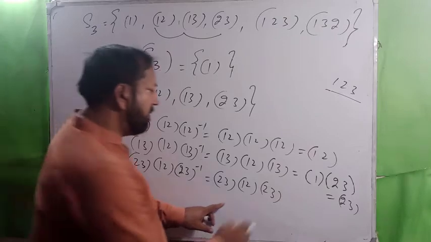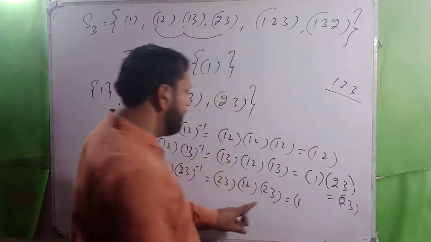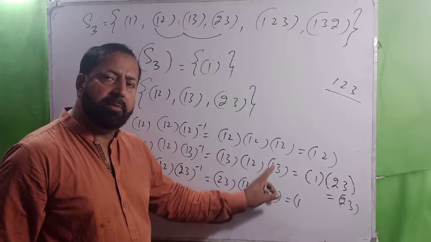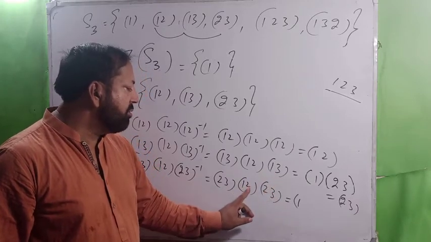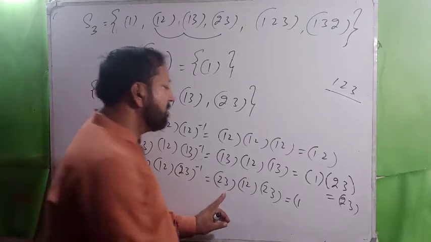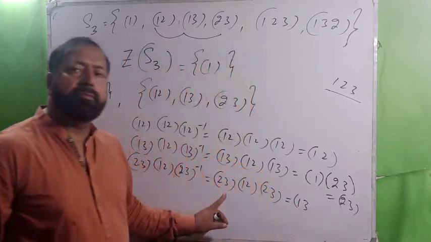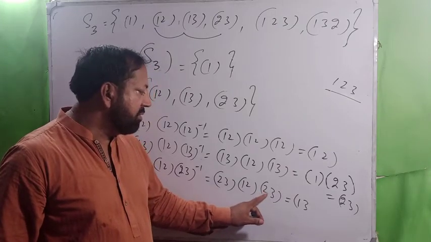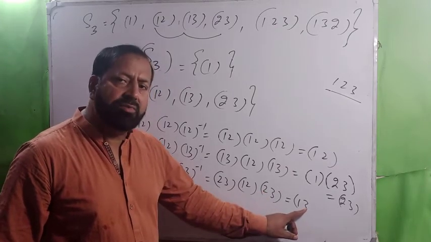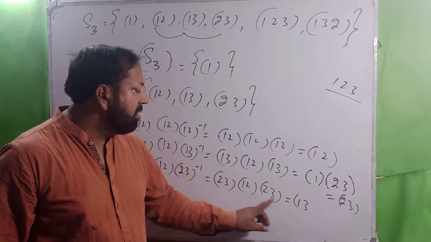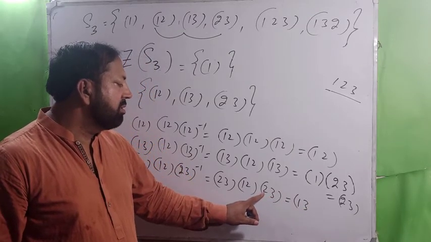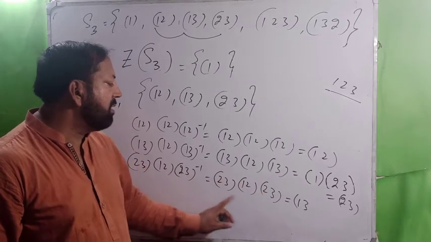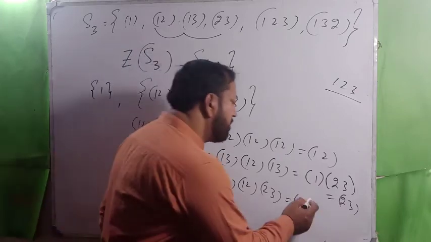Now see, what is the answer for 1? 1 is mapped onto 1, here 1 is missing. 1 is mapped onto 1, 1 is mapped onto 2, 2 is mapped onto 3, so 1 is mapped onto 3, right? Now see the answer for 2. Of course we should see 3 now. 3 is mapped onto 2, 2 is mapped onto 1, 1 is mapped onto 1, so 3 is mapped onto 1, so this is closed.